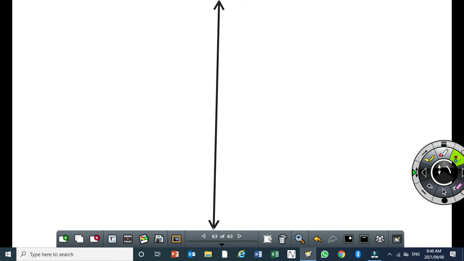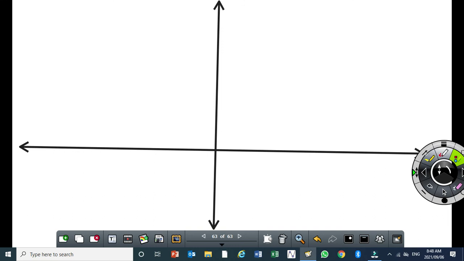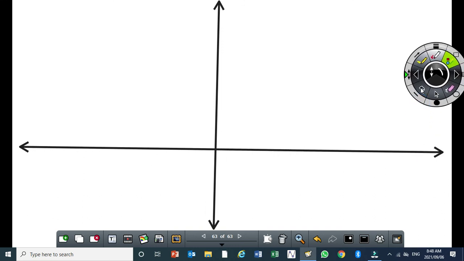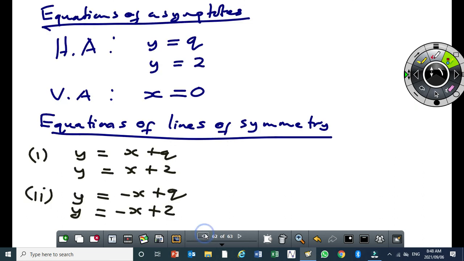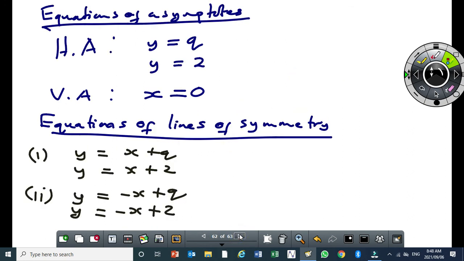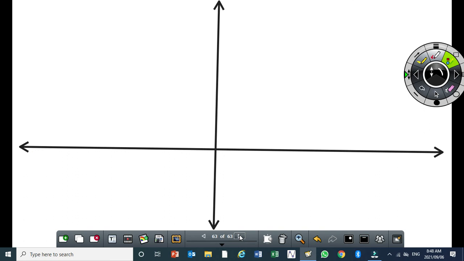Okay, y equal to 2 is above. Let me go back and have a look at my values. My y equal to 2. My x-intercept is minus a half. And then for the lines of symmetry, x is 0, y is 2. Y is 0, x is negative 2. Okay. So let me calibrate it this way.